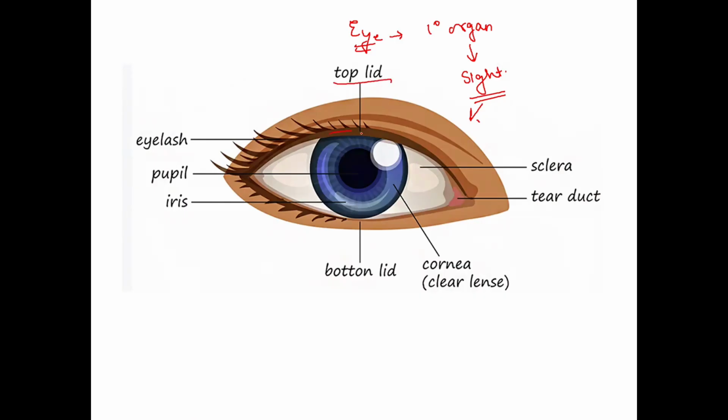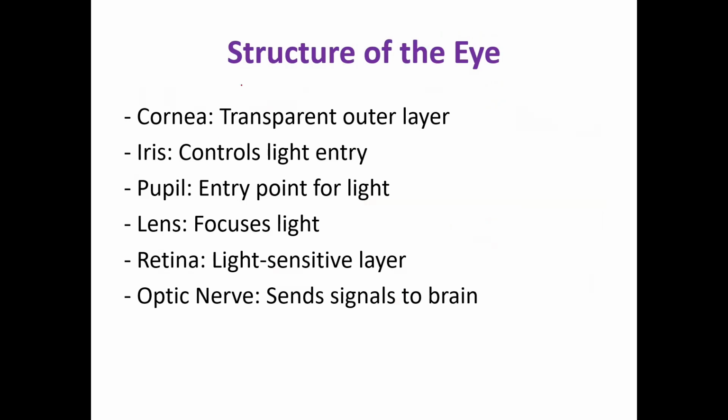So it has a top lid. It consists of eyelashes, the lining of hair, and the pupil, which is spherical in shape and controls the amount of light entering. Now, the iris is the colorful part of an eye. Then the bottom lid, so top lid and bottom lid. The outermost transparent covering of an eye is the cornea. It's a clear lens. The next part is the sclera, and the tear gland, through which tears are produced and released.